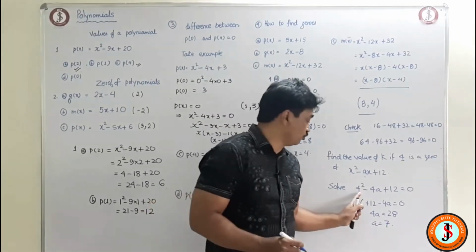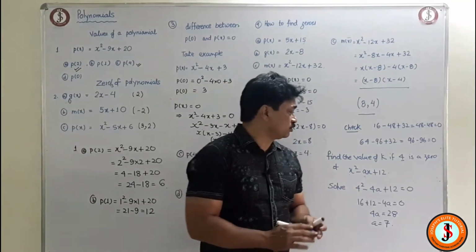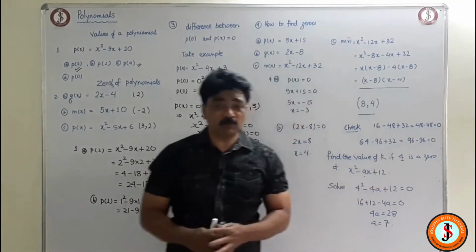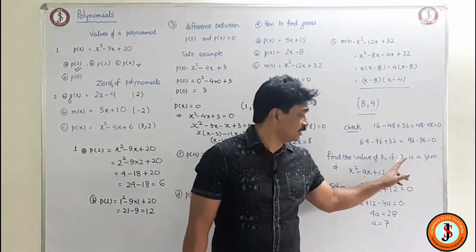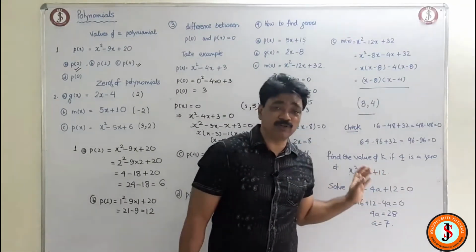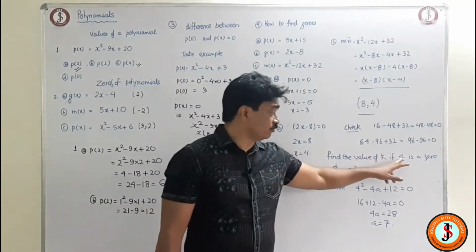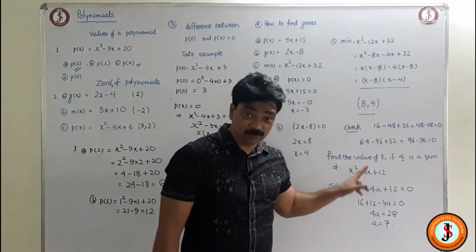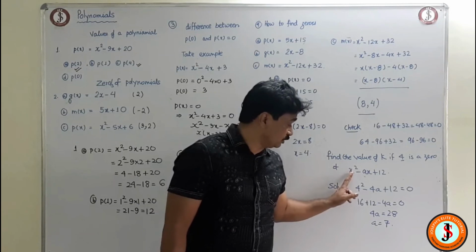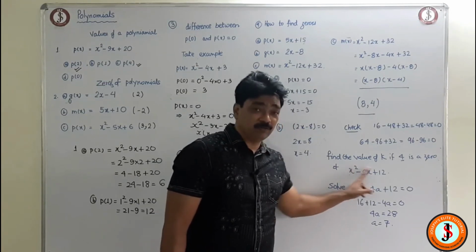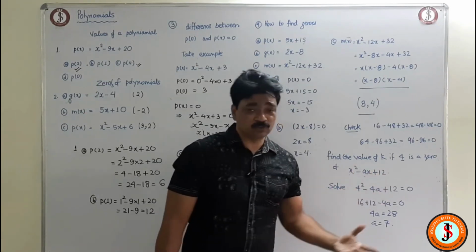Why did I put 4 instead of x? Because you should always sit down at home and say the zero of a polynomial is that value which, when kept in the polynomial, will make the whole thing 0. So they have given that 4 is a zero of this polynomial, they have confirmed. That means if I place 4 instead of x everywhere, then the whole thing becomes 0 and then we solve.